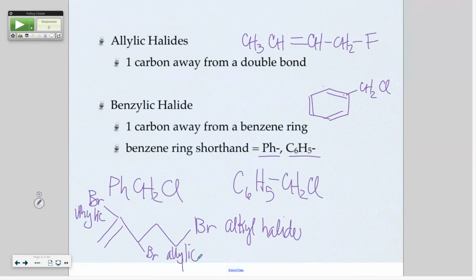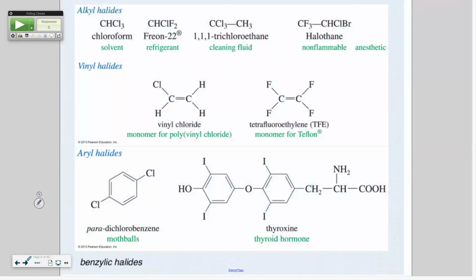Can you read my writing? Here are some other examples of some different halides. The top ones are alkyl halides. You'll notice that chloroform is up here. Have you used chloroform in the lab or no? I know you probably used this one, methylene chloride.